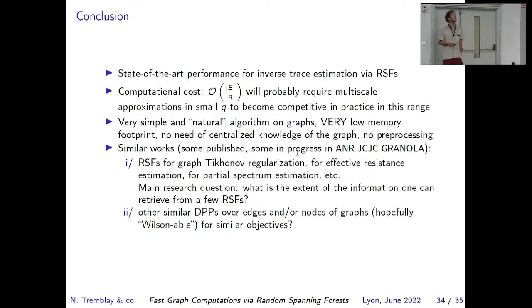random spanning forests? Another big point, and there are many links with what you presented, Adrien, this morning, is: are there other similar DPPs over edges and/or nodes of a graph for similar objectives? So I can define a bunch of DPPs over edges.